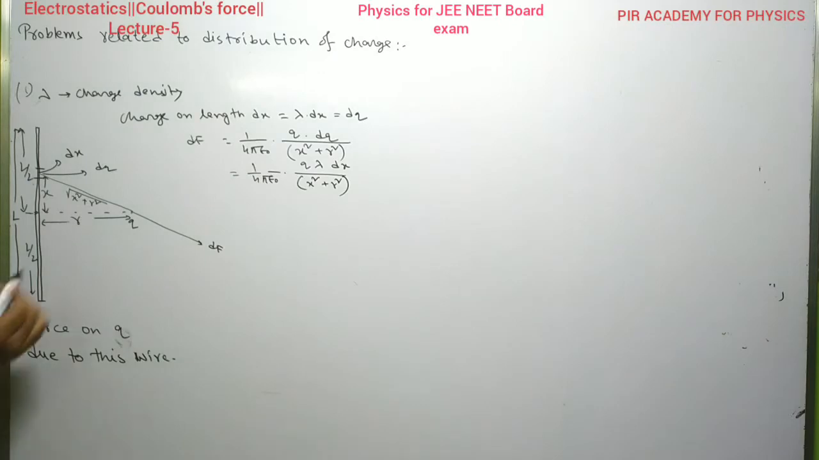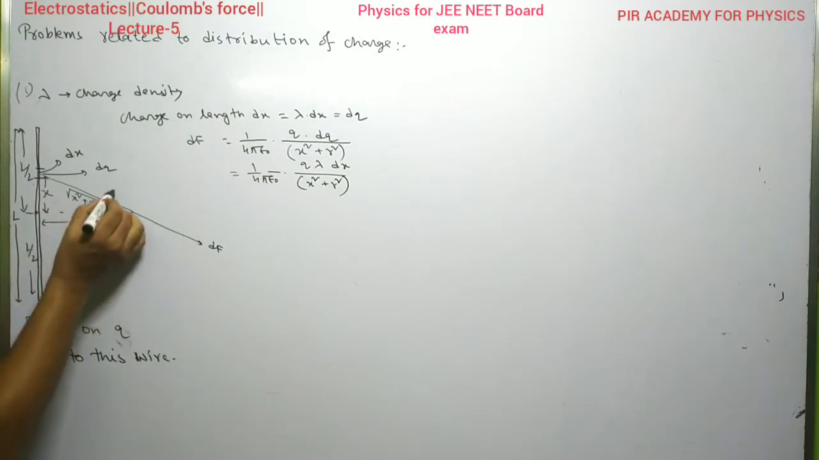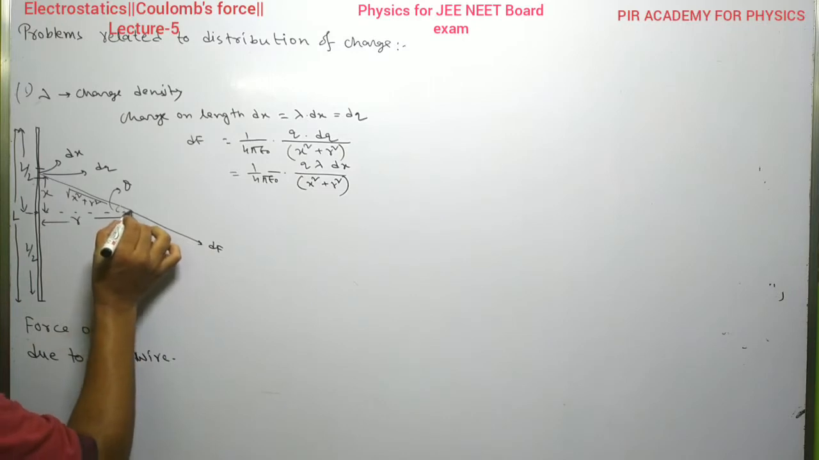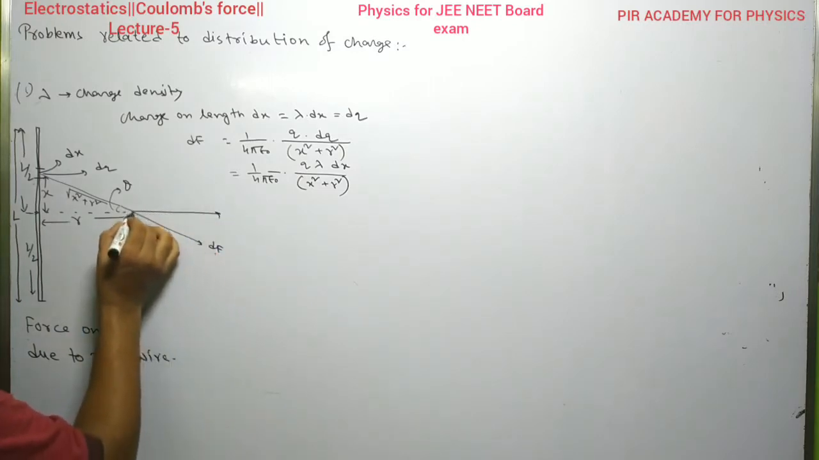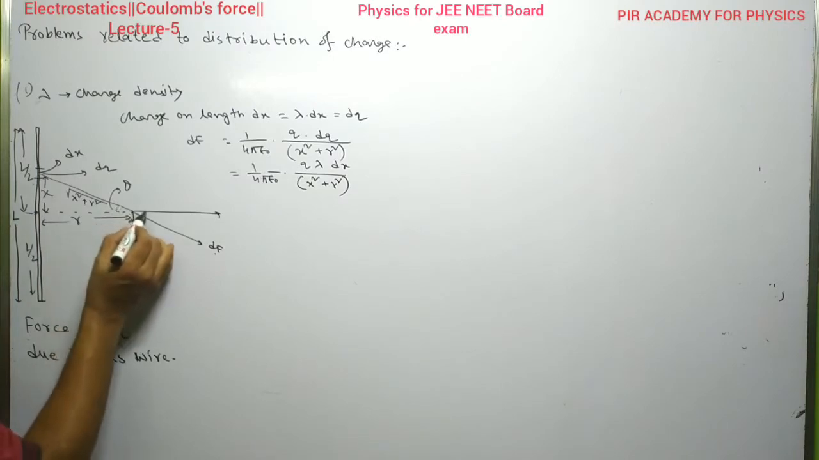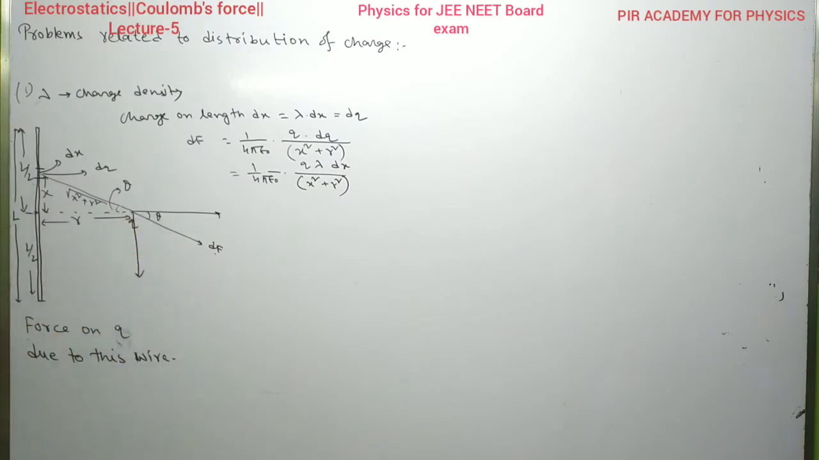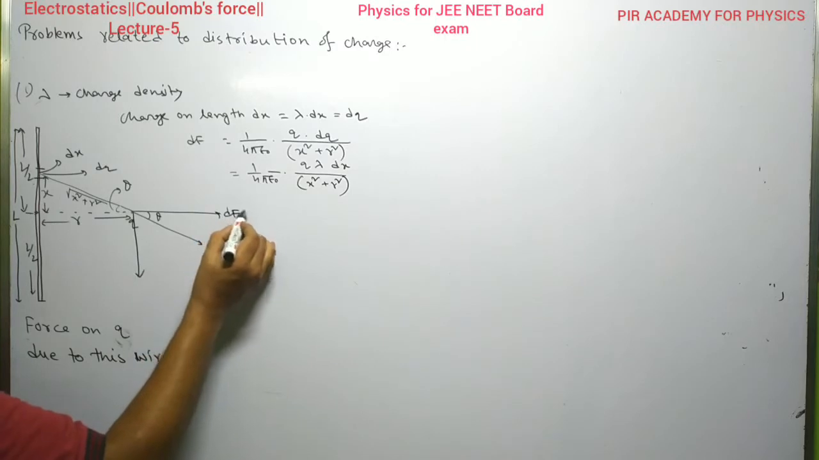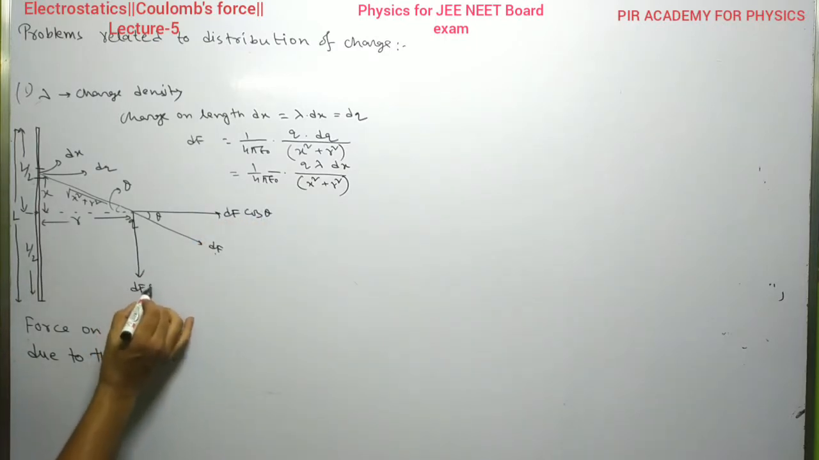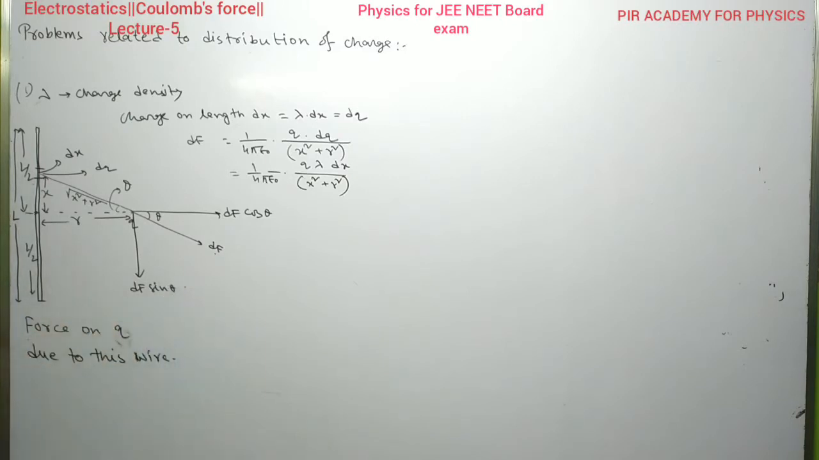Now if I take this angle as theta, and if I isolate this vector dF in this direction, so this is theta, then this must be theta. So along this direction, this will be dF cos theta, and this will be dF sin theta.